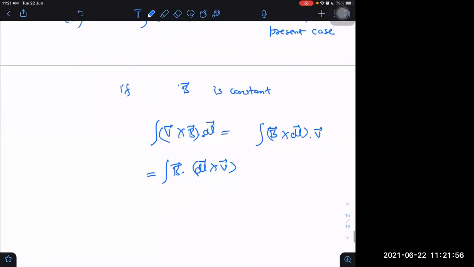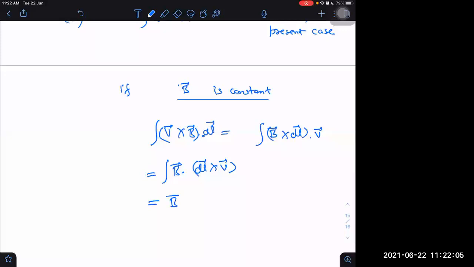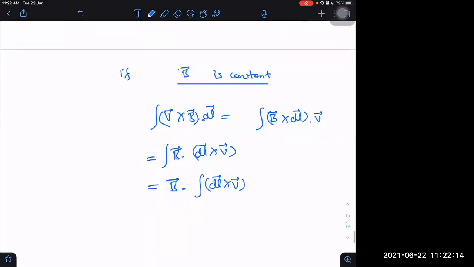Why do I want to do that? Because I'm saying B is constant. I think you have understood now what I would like to do. B I would like to take outside the integral sign: B dot the integral of dl cross V. If B is constant, then this expression changes into this. EMF will become this, B dot dl cross V. Only in which case? Only when B is constant will it become this. Otherwise not. I cannot take B outside in general.